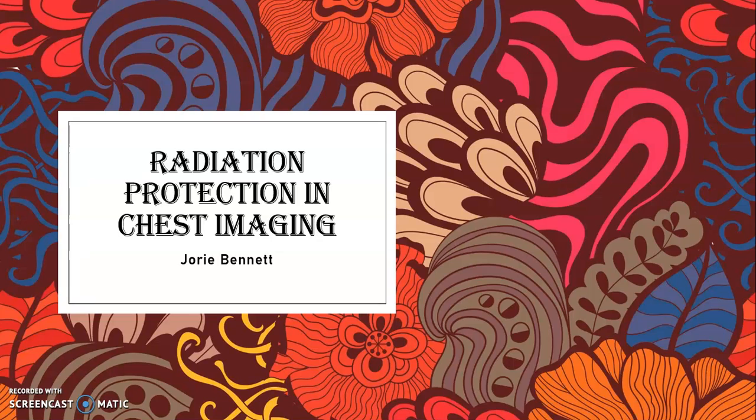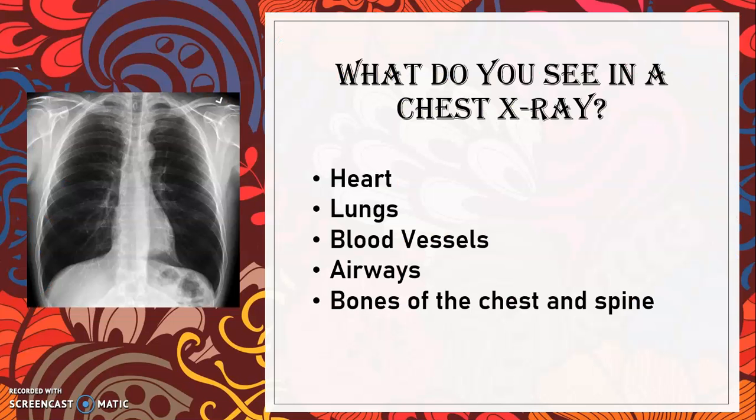Okay, so I did my brochure on radiation protection in chest imaging. So what you see in a chest x-ray. Chest x-rays produce images of your heart, lungs, blood vessels, airways, and bones of the chest and the spine. They can also show problems in or around your lungs.